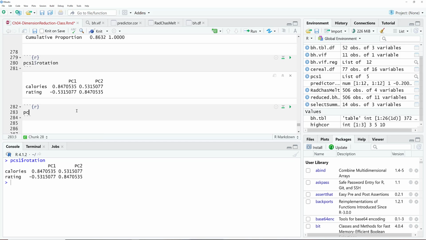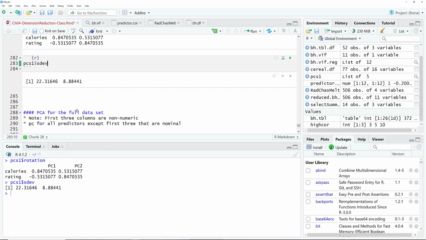And then we have PCS1 sdev. So that gives you the standard deviation of the two principal components, Z sub 1 and Z sub 2.